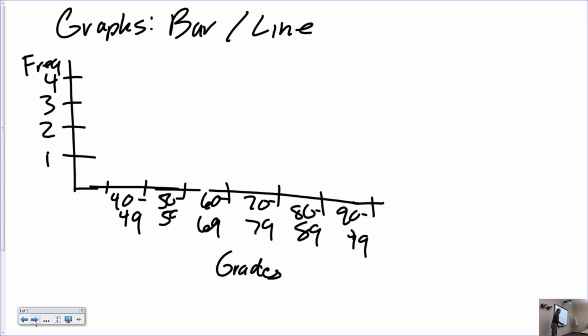And then you create bars, that you guys know how to draw a bar if you have to, right? So there was one 40, there were 2 50s, there were 3 60s, right? How many 70s were there? And then 4.